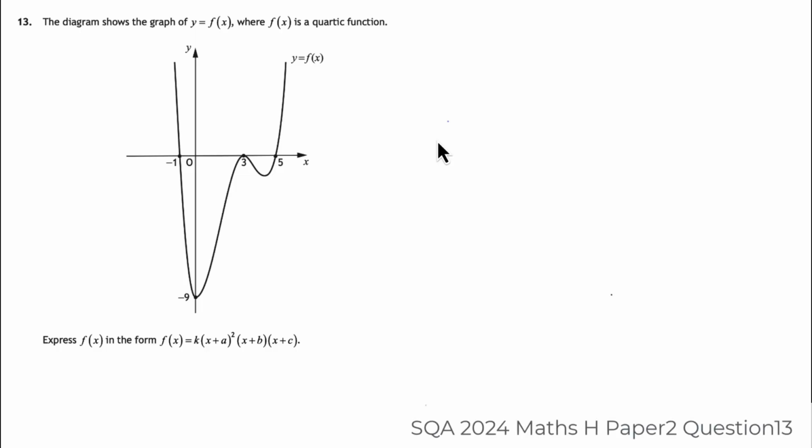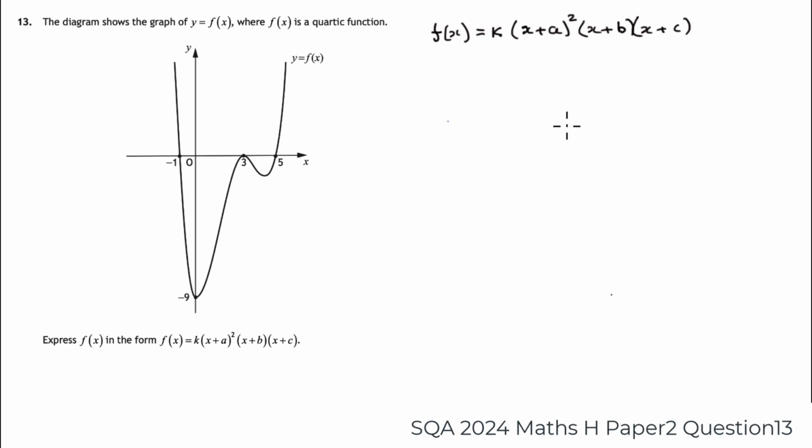So here's question 13. We're given a graph, it's a quartic graph, with various bits of information about that graph given, and we're asked to find the formula for that graph in this form. So let's write this down. f of x equals some number k times x plus a all squared times x plus b times x plus c. So we've got a whole bunch of factors multiplied together.